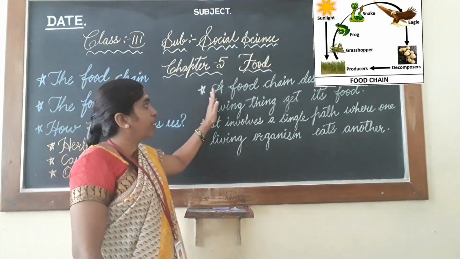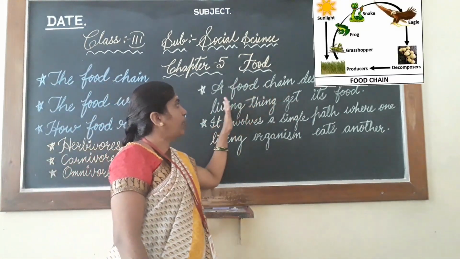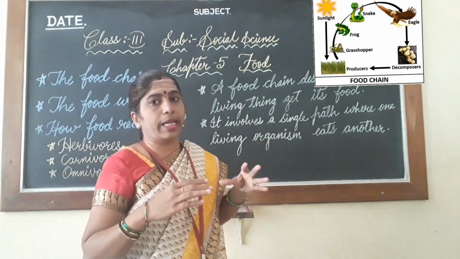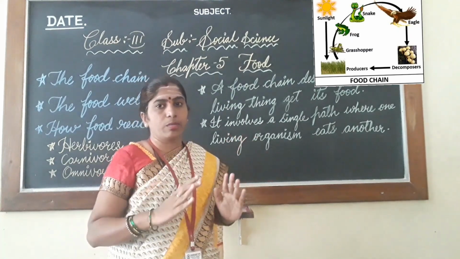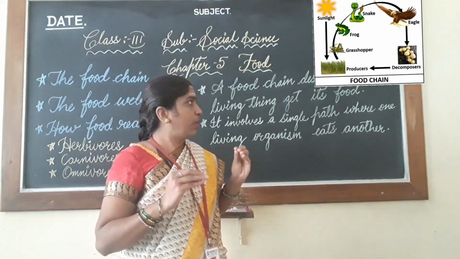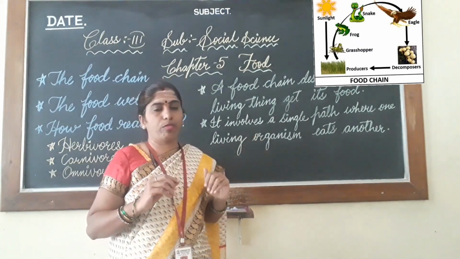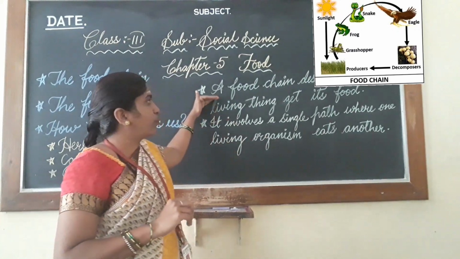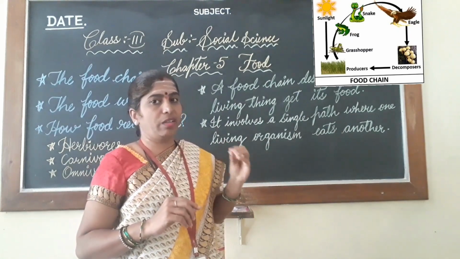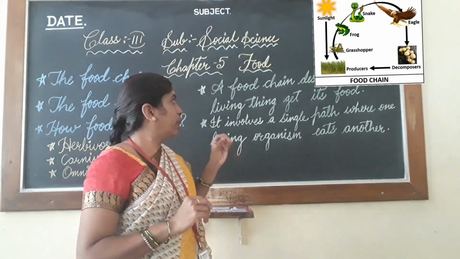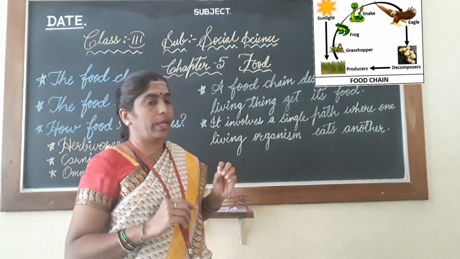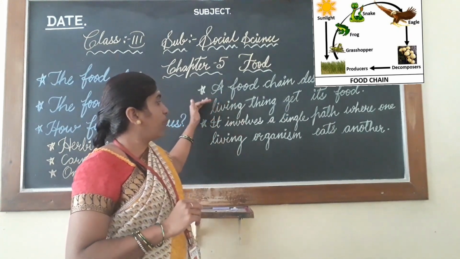What is food chain? A food chain describes how each living thing gets its food. In this food chain you will find that the main source of food is plant, isn't it? All animals, all the living beings depend on plants for their food. Okay. Here this food chain will describe how every living organism needs food to grow, isn't it? Then each living thing, how it will get its food. Okay. Here you will understand about the food chain.